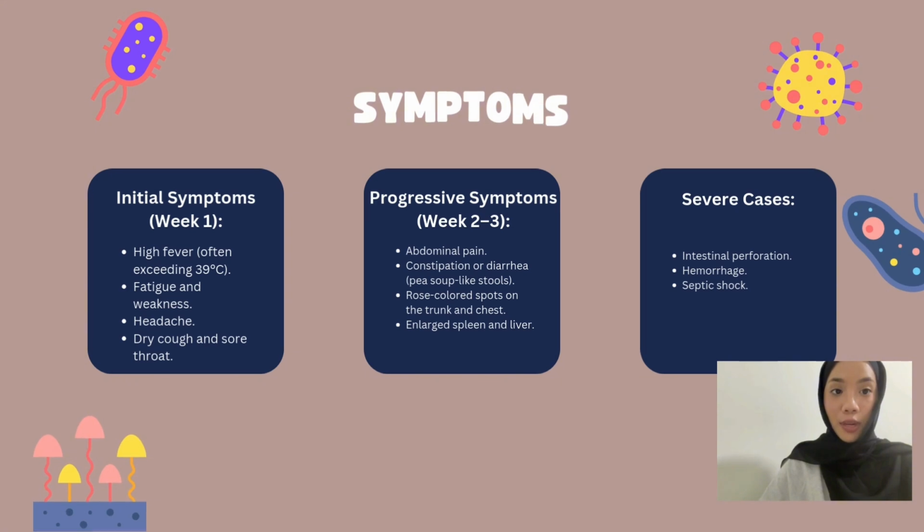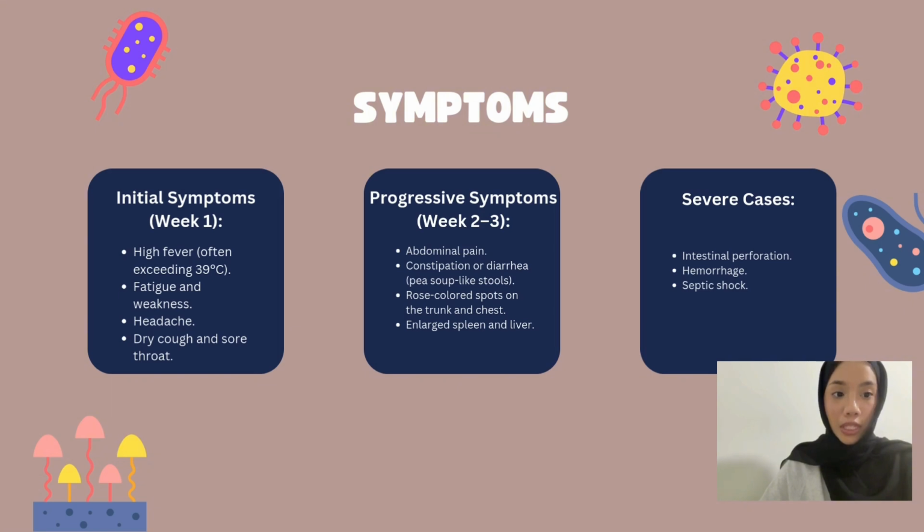Okay, next I'm going to talk about symptoms of typhoid fever. In the first week when someone gets infected, these are called initial symptoms. The onset of typhoid fever begins with mild symptoms like fever, weakness, and fatigue. Other early signs may include headaches, loss of appetite, abdominal discomfort, and sometimes a dry cough.